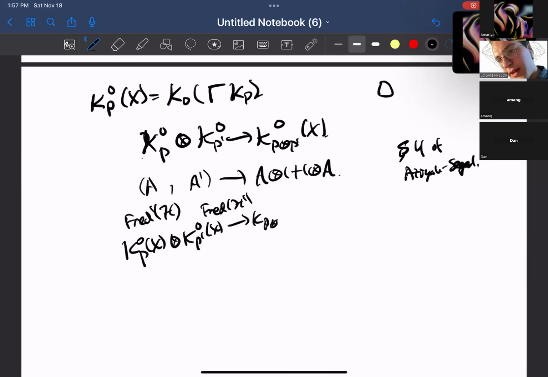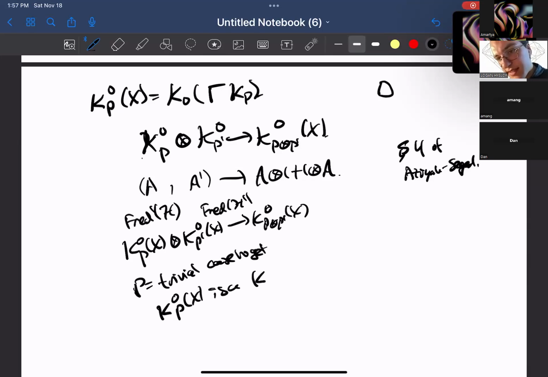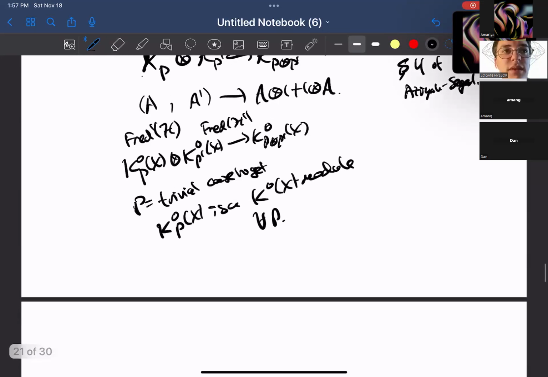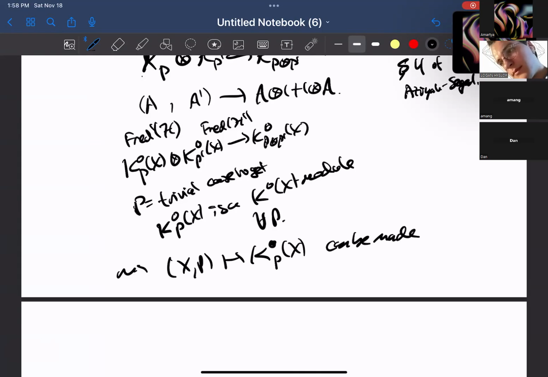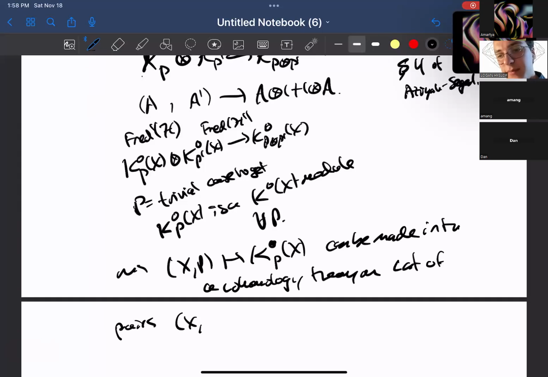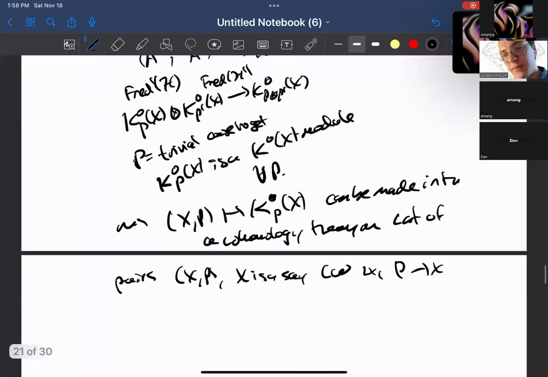And since we have this for all P and P prime, in particular, we can apply this for P equal to the trivial case to get that K0P of X is a K0 of X module for all P. And this is going to give us X comma P mapping to K star P of X. This can be defined into a cohomology theory on the category of pairs X, P, where X is, say, a CW complex, and P to X is a projective space bundle.